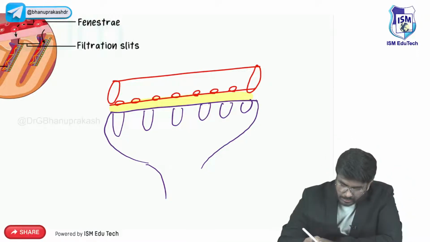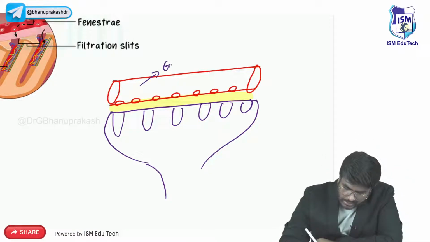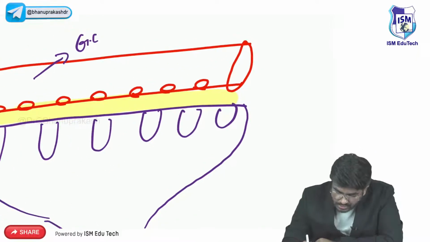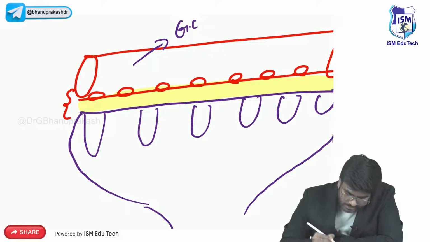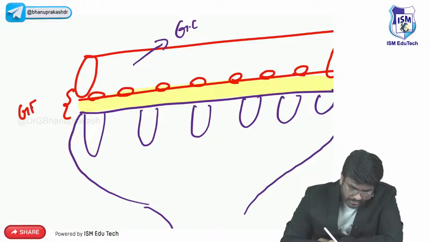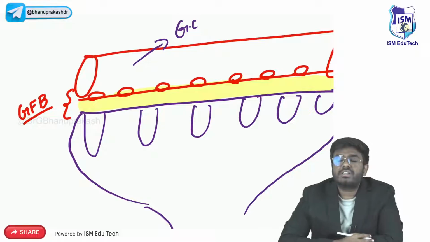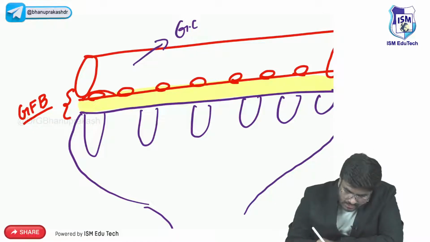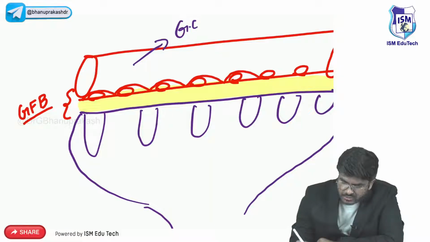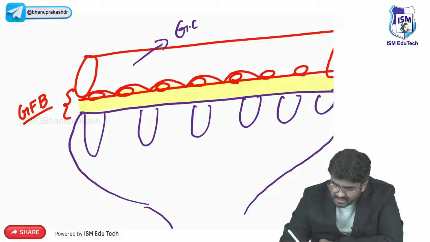What I'm trying to put into your mind is this is the blood vessel, the glomerular capillary. Now, see all these three structures together, called the glomerular filtration barrier. The three structures which I have shown you here are called the glomerular filtration barrier. Which structures are coming under this barrier? One is the endothelial cells with the fenestrations. The endothelial cells have holes, these gaps called fenestrations.